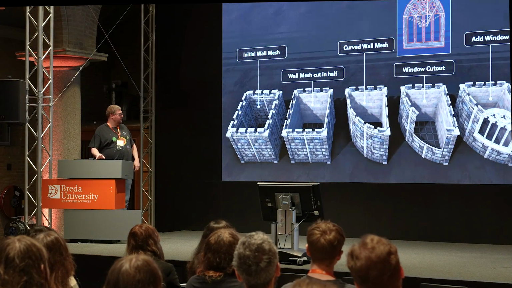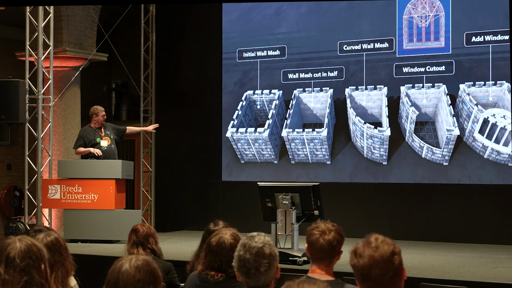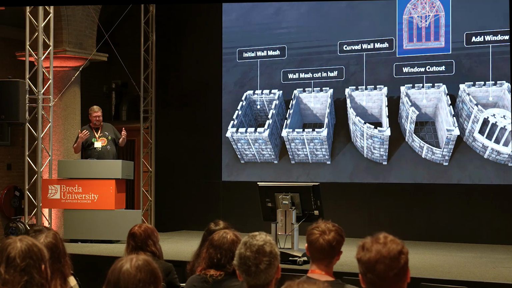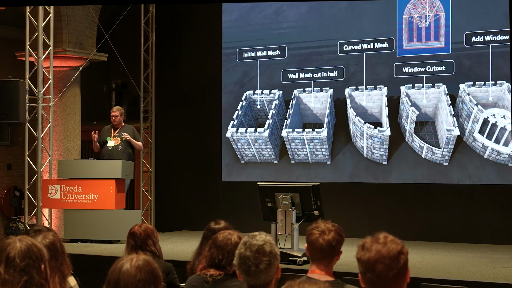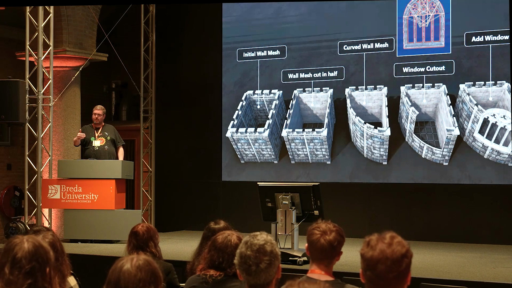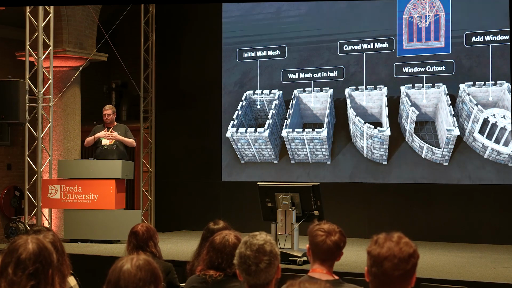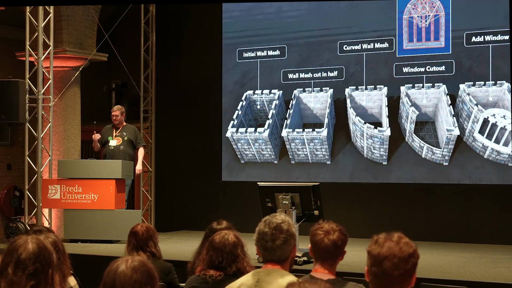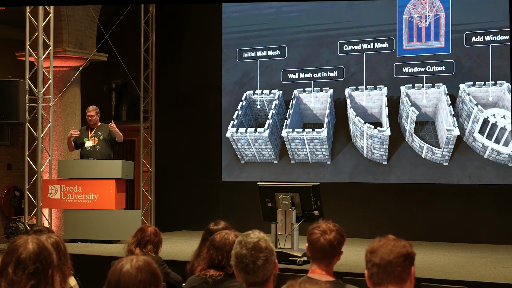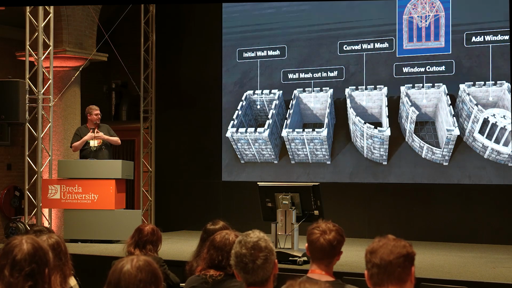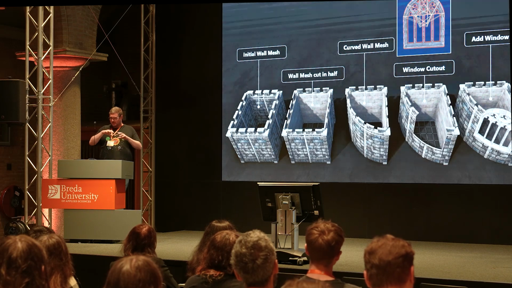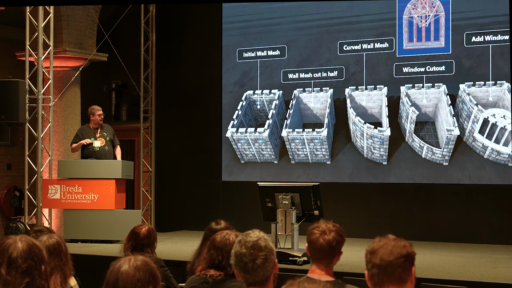So this is how it works. Let's say we have an initial mesh here on the left. This is just a simple crenellated castle wall. One thing that we quickly realized was that people don't always want the same interior wall as exterior wall. So maybe you would want bricks on the outside, but wallpaper on the inside. So we need a way to cut the wall in half and glue another wall on the other side. So that's the first step. We cut the wall in half through runtime mesh manipulation, basically.